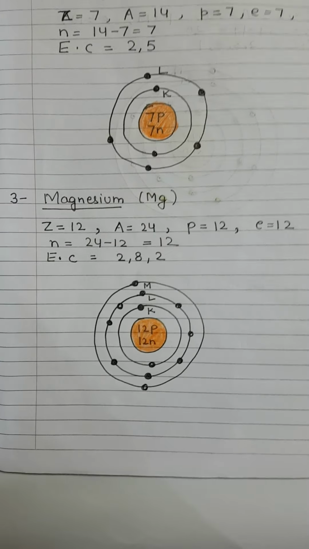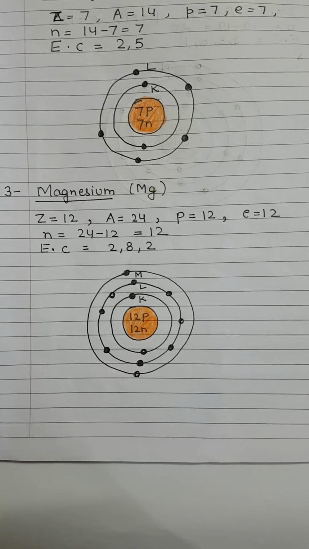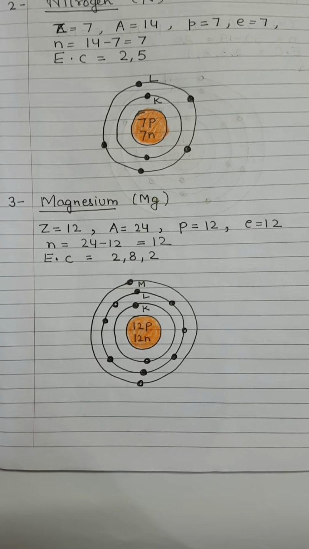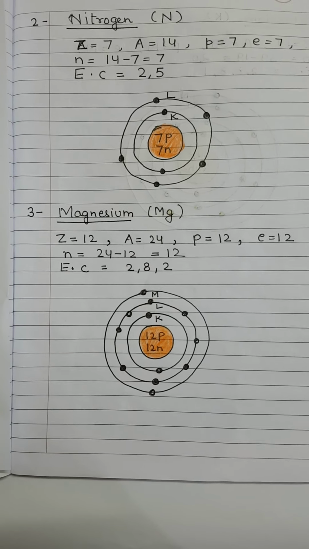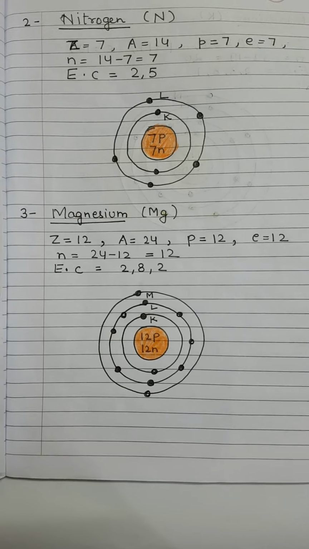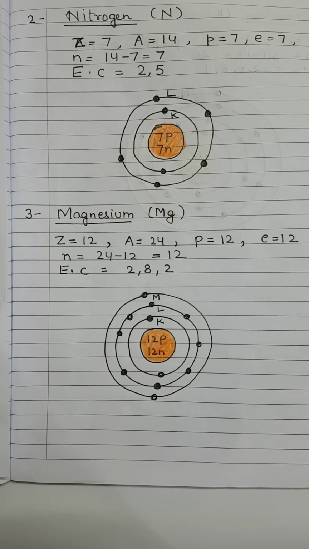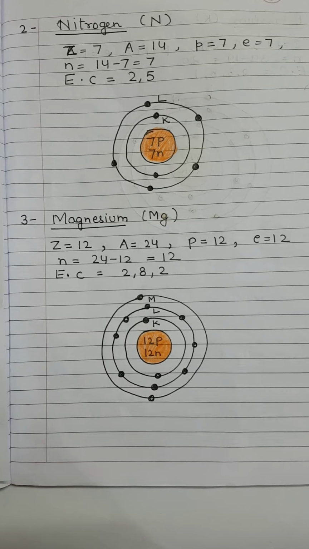Next example, magnesium. Z and A value you know, Z is 12, A is 24. So proton and electron value you know, 12 and 12. And what about the neutron? It is equal to 24 minus 12, that is 12. Now how many total electrons are present? 12. So electronic configuration is 2, 8, 2. Total number of electrons 12.